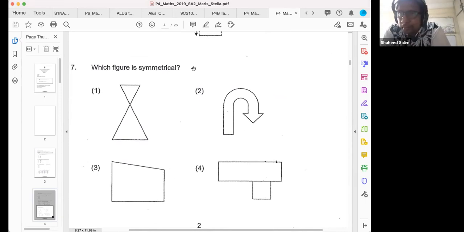Symmetrical can be cut into exactly 2 parts. Congratulations, Naomi. Got it right. Well done. First one. Now Naomi is the fastest. She overtook Umaira and Auni and Amara. Auni, well done. Umaira and Amara, we are waiting for you. Which figure is symmetrical? Symmetrical means can be cut into exactly 2 parts.